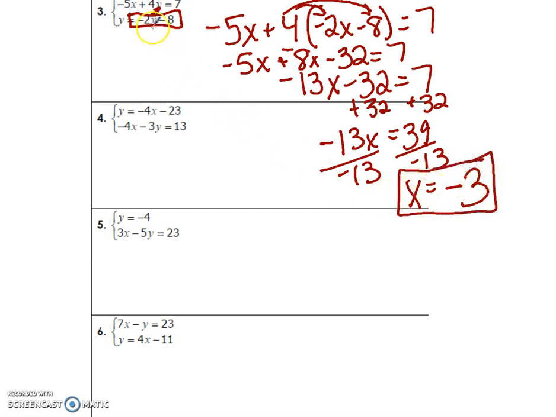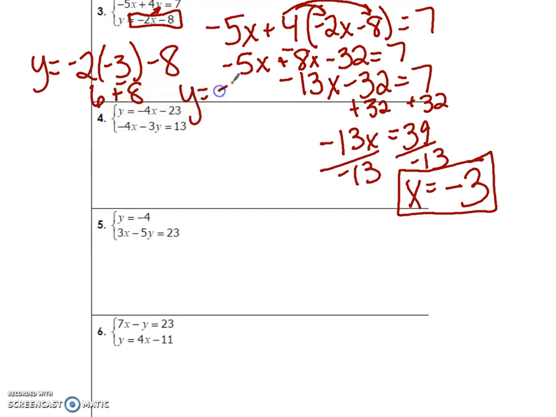Now we're going to plug it back into one of our original equations here. You can choose whichever one you want to. I'm going to choose the bottom one because it's easier. Okay. So we have y equals, now remember this is x, so wherever you see an x, you're plugging in negative 3. So you have negative 2 times negative 3, then minus 8. So negative 2 times negative 3 is positive 6 minus 8, which is keep, change, change if you need to do it that way. So y equals negative 2. So my ordered pair is negative 3, negative 2.